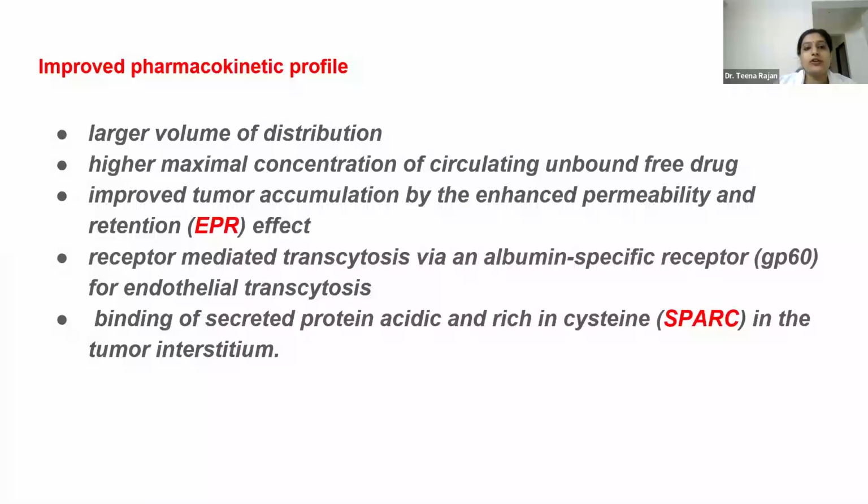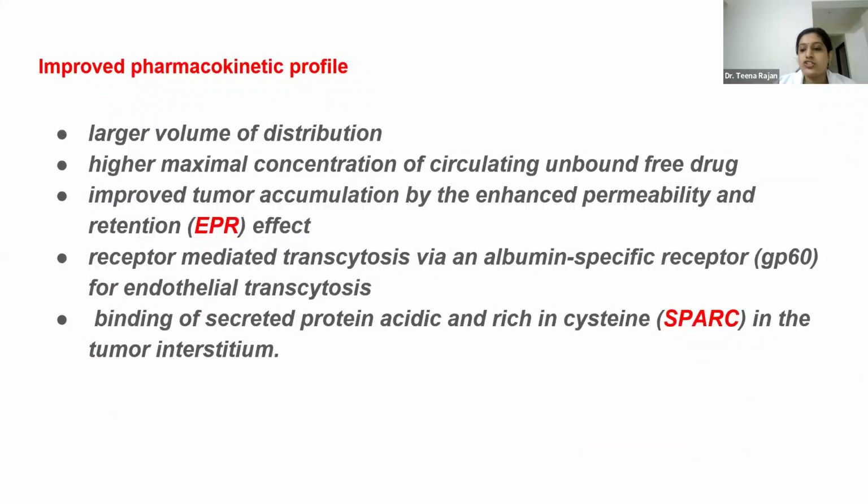Now, why this improved pharmacokinetic profile? It's because when you're giving nab-paclitaxel, there'll be a larger volume of distribution. There'll be a higher maximal concentration of the circulating free drug. And also there is increased intratumoral accumulation of the drug by the EPR effect. What is this EPR? It is enhanced permeability and retention. And also there is an albumin-specific receptor, or GP60 receptor, which helps in endothelial transcytosis of the drug.